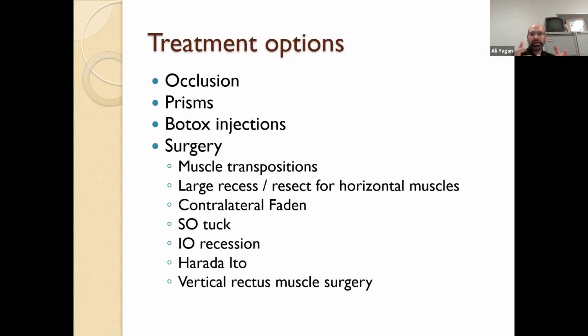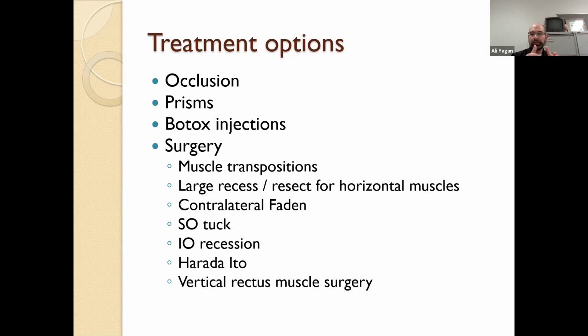Occlusion is basically patching an eye to get rid of the double vision. What about prisms? A prism can't move the eye, but it brings the images together. We use vertical prisms and horizontal prisms. There is no prism to alleviate torsional double vision. We use Botox injections. In cases where you have an overacting antagonist muscle, we inject that muscle to try to balance the action.